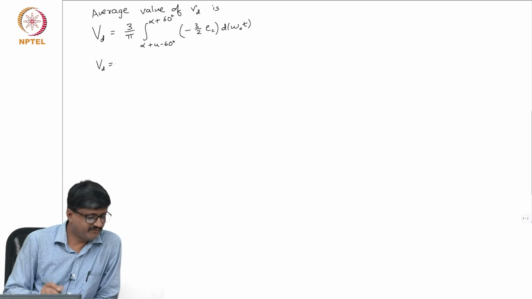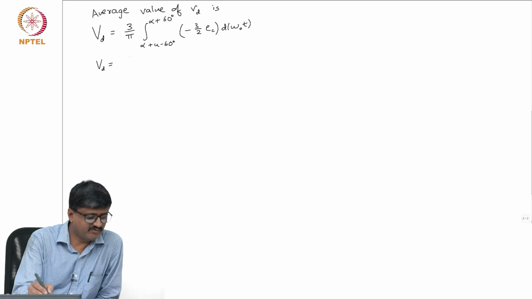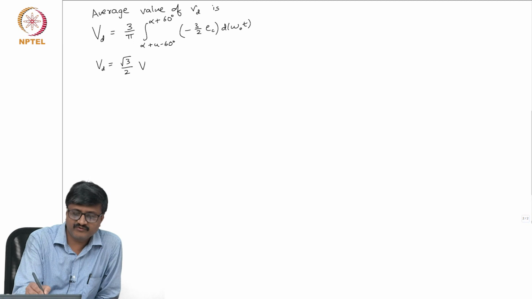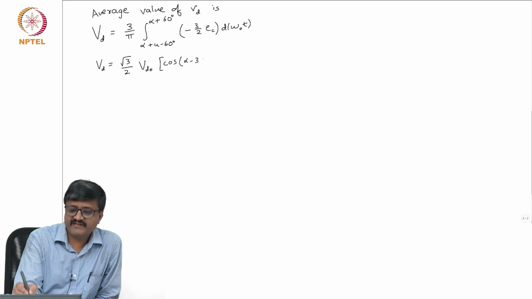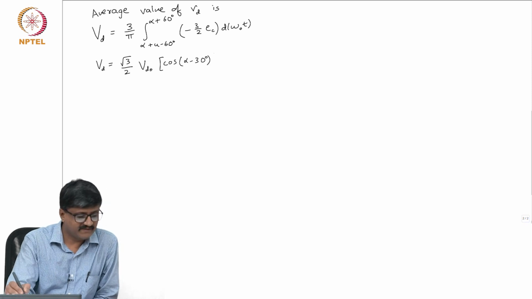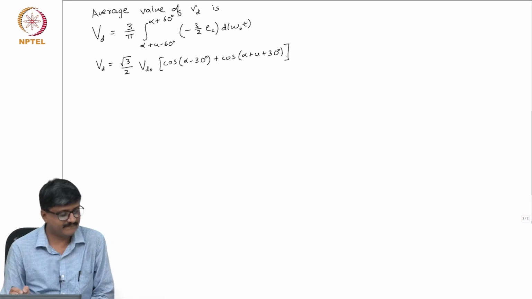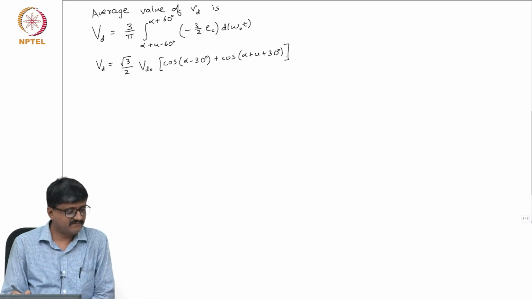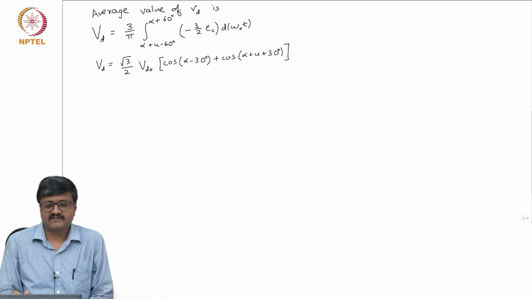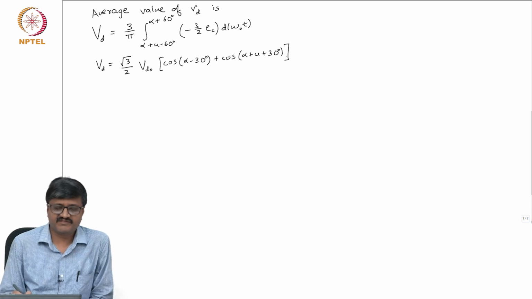I will again leave it to you to verify that this is equal to root 3 by 2 VDO times cos alpha minus 30 degrees plus cos alpha plus u plus 30 degrees. So this is the expression for VD.